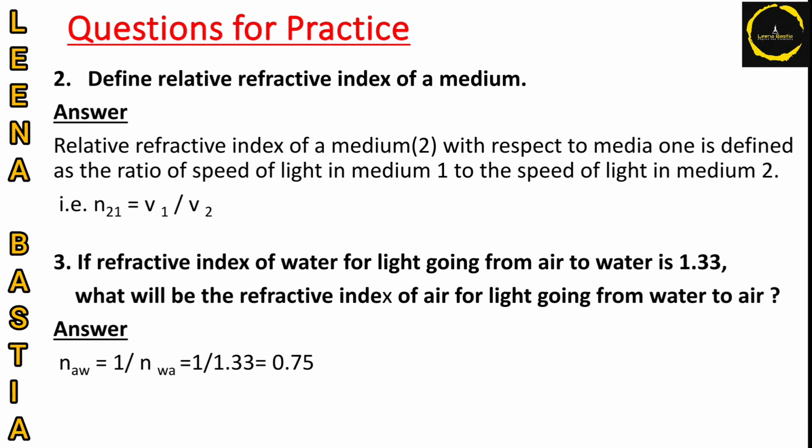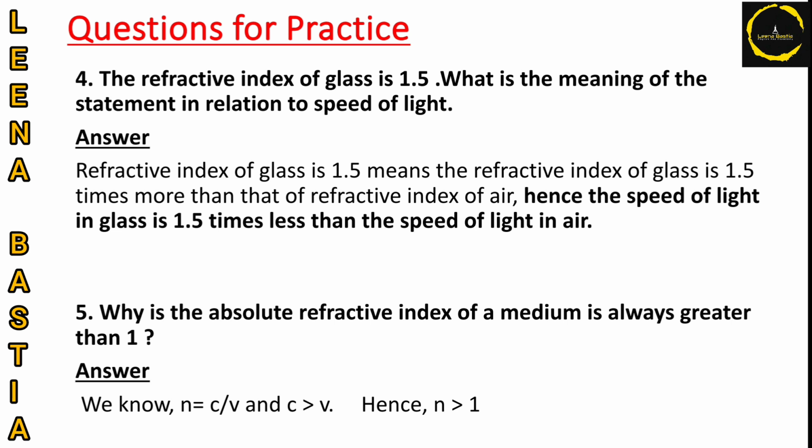I hope this one is clear. Children, let us move on to the next question. Question number 4 says, the refractive index of glass is 1.5. What is the meaning of the statement in relation to speed of light? Even if this second part of the question is not given, you still have to answer like this. It is just written that the refractive index of glass is 1.5, then explain the statement.